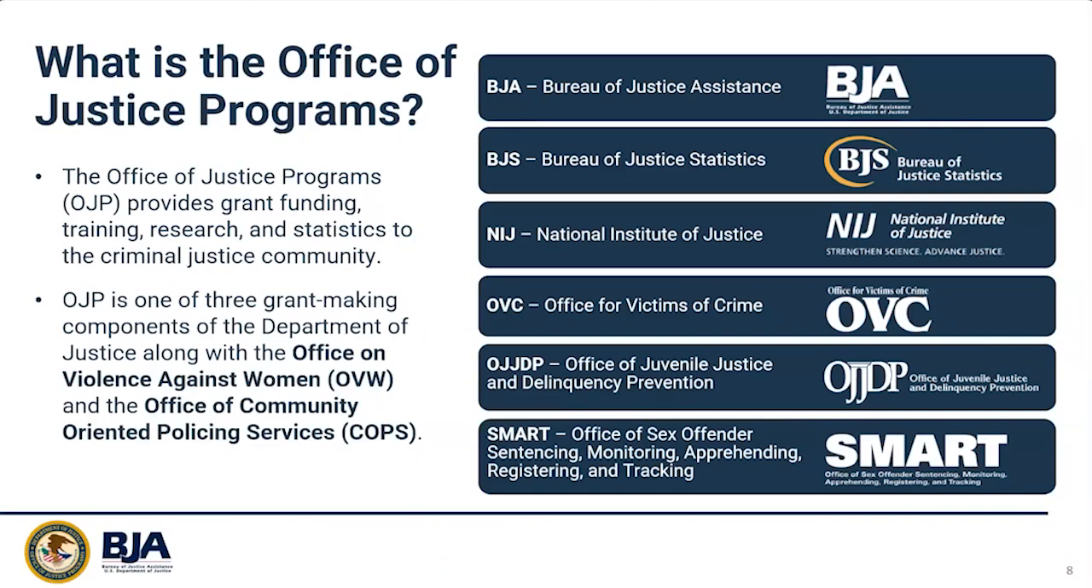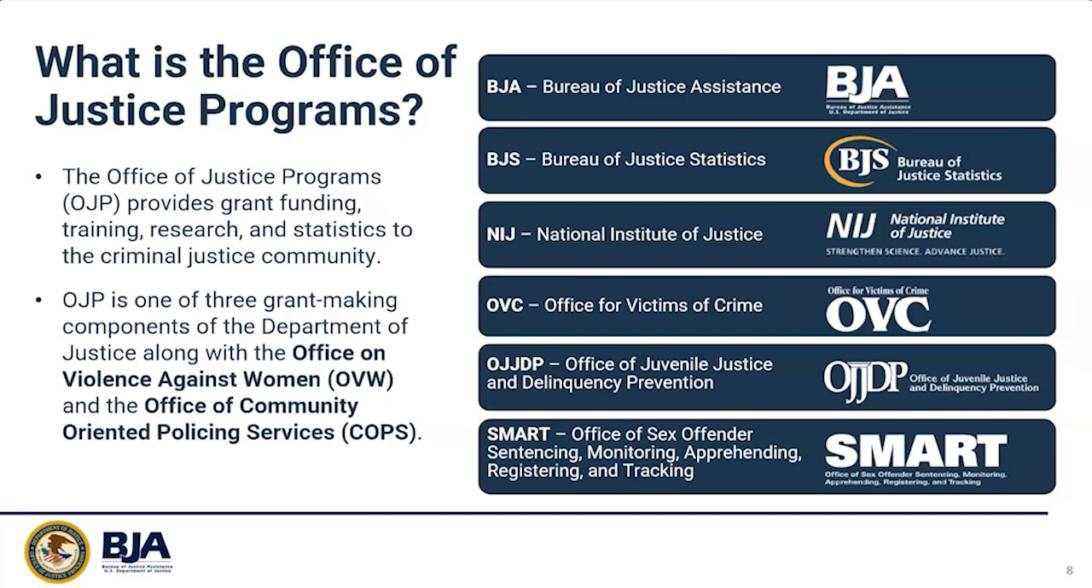Thank you. So all of you know that your Purpose Area 5 award is with BJA. BJA is part of the Office of Justice Programs within the U.S. Department of Justice. So this slide just gives you a quick overview. The Office of Justice Programs provides grant funding, training, research, and statistics to the criminal justice community. You can see we have multiple different offices, the Bureau of Justice Assistance, the Bureau of Justice Statistics, the National Institute of Justice, the Office for Victims of Crime, the Office of Juvenile Justice and Delinquency Prevention, and the SMART Office, which is the Office of Sex Offender Sentencing, Monitoring, Apprehending, Registering, and Tracking.